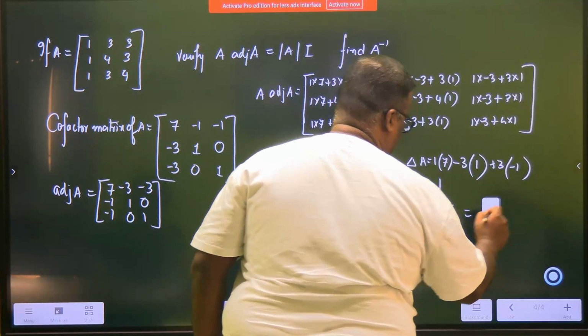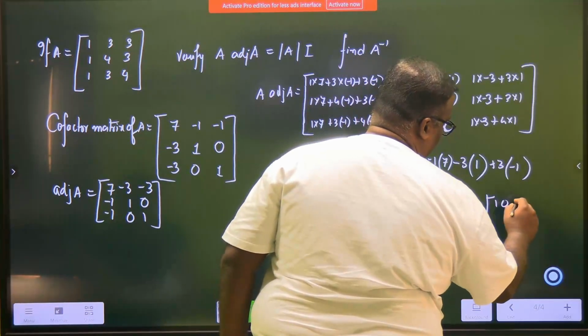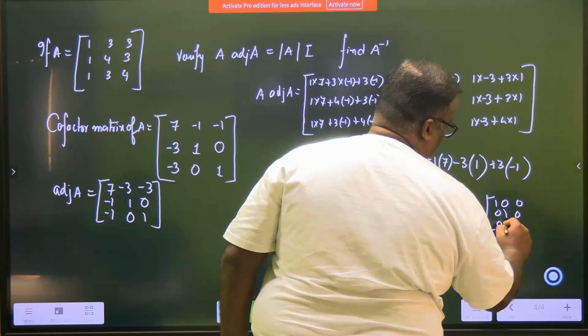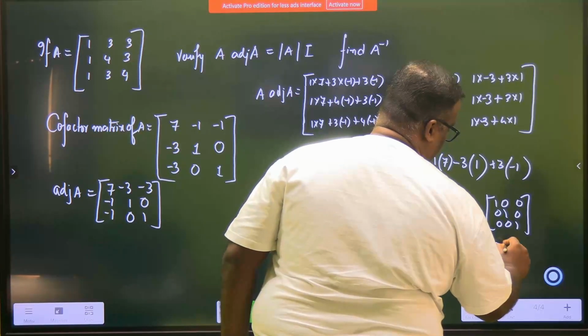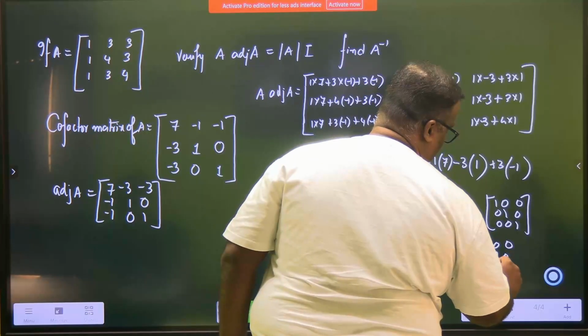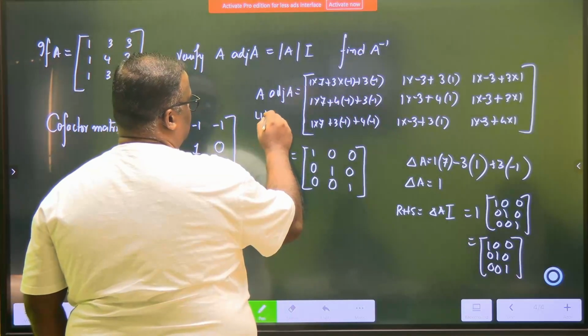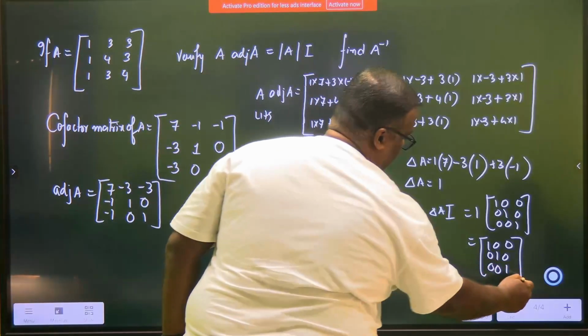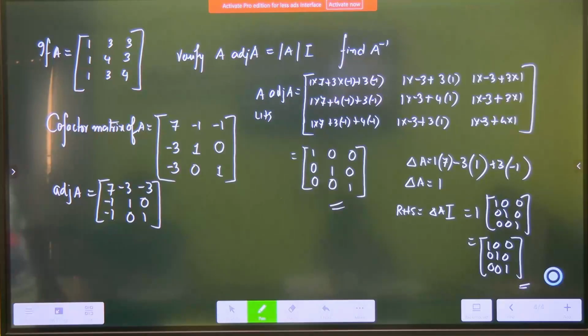So this is 1, which is being multiplied by the identity matrix 1 0 0, 0 1 0, 0 0 1. So you are left with 1 0 0, 0 1 0, 0 0 1. And here you see your LHS. This was your LHS. It is exactly tallying with RHS. Only you need to have some precision and care.